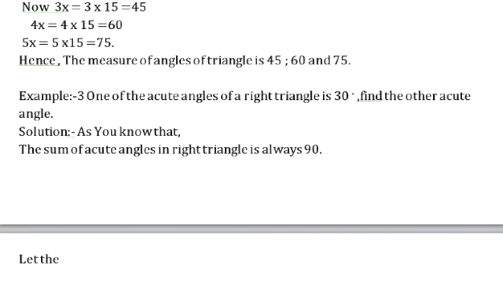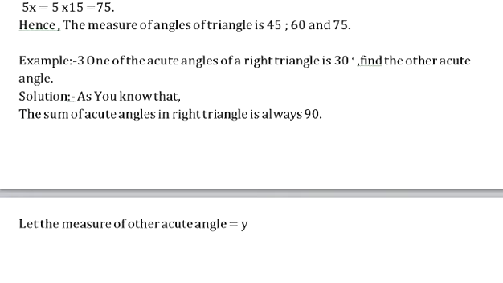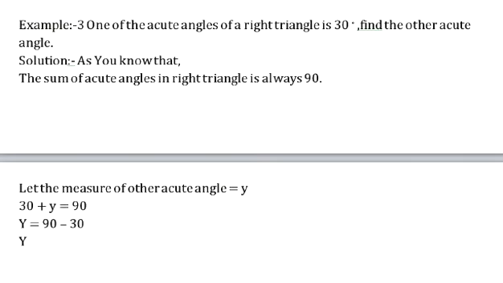So let the measure of the other acute angle be y degrees. So one acute angle 30 degrees plus y degrees is equal to 90 degrees. So we find the y. So y is equal to 90 minus 30. Okay, then y is equal to 90 minus 30, we get 60 degrees.